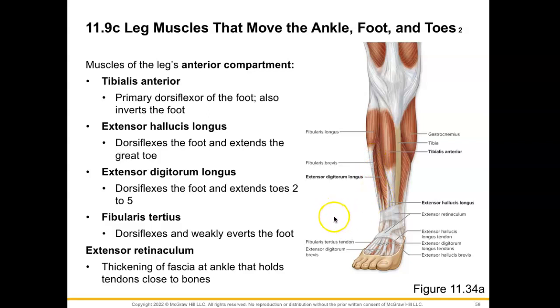But in this view, we also need to take a look at this extensor retinaculum. We kind of have that same rectangle look over here, but this is almost like a Y shape over here in the bottom retinaculum. And once again, this is going to be a thickening of fascia in our ankle this time that's going to hold those tendons close to our bones.